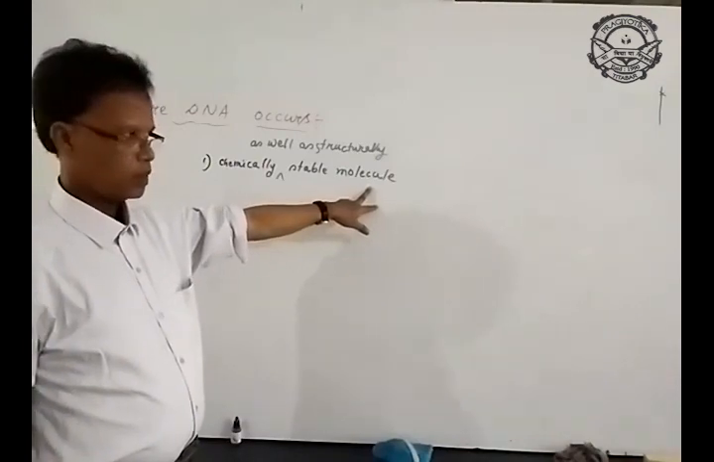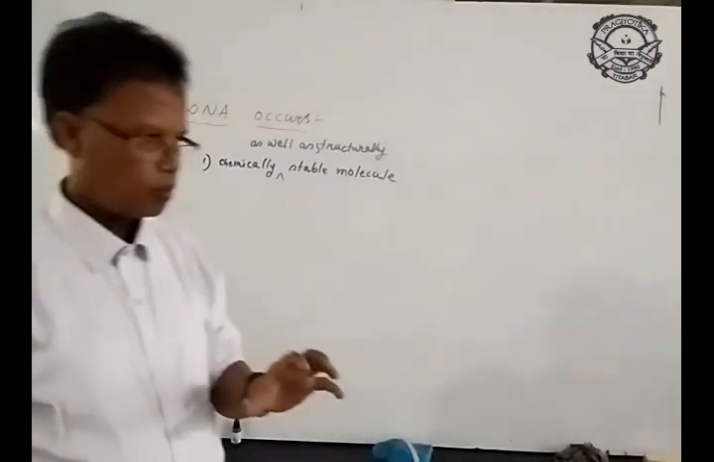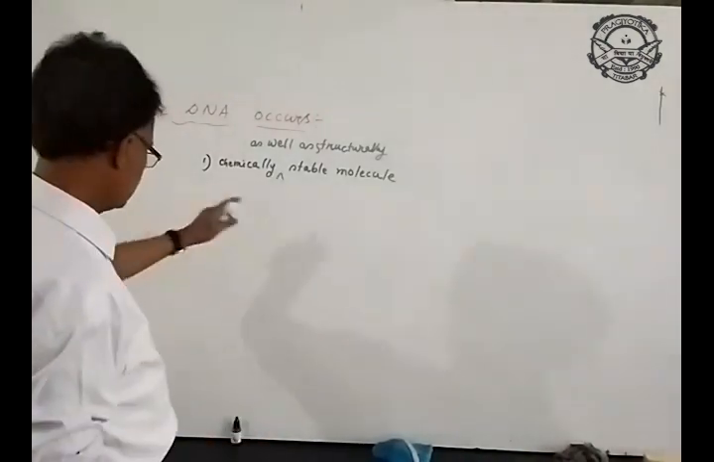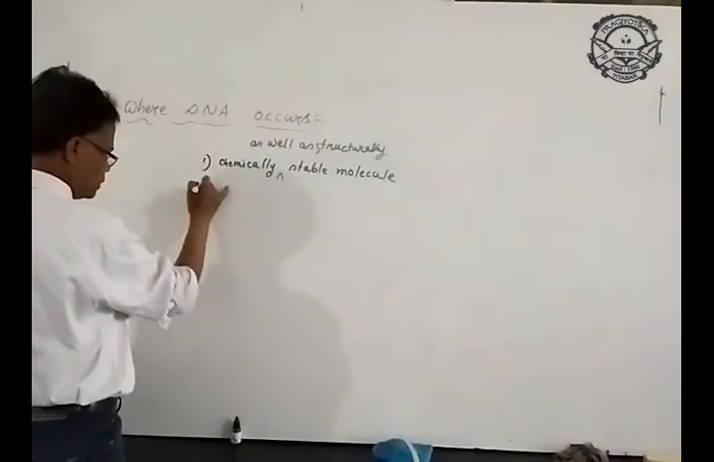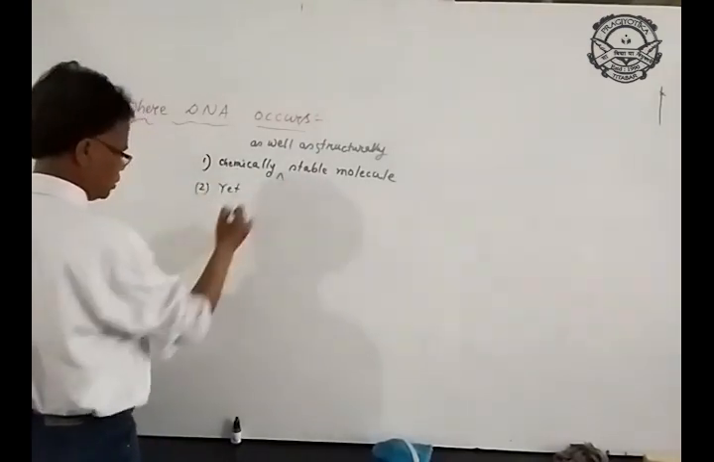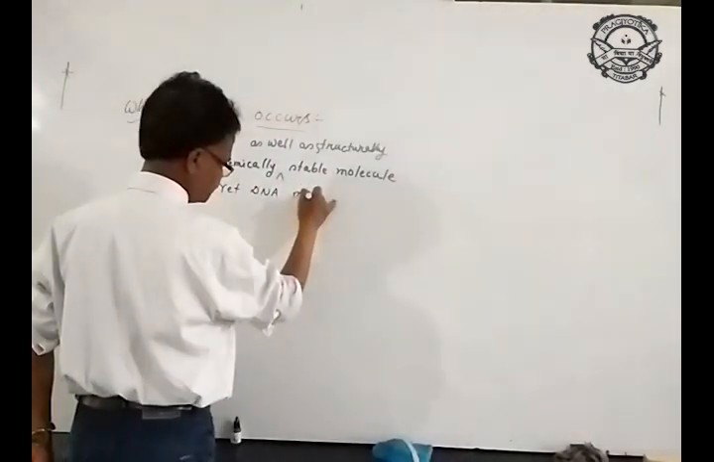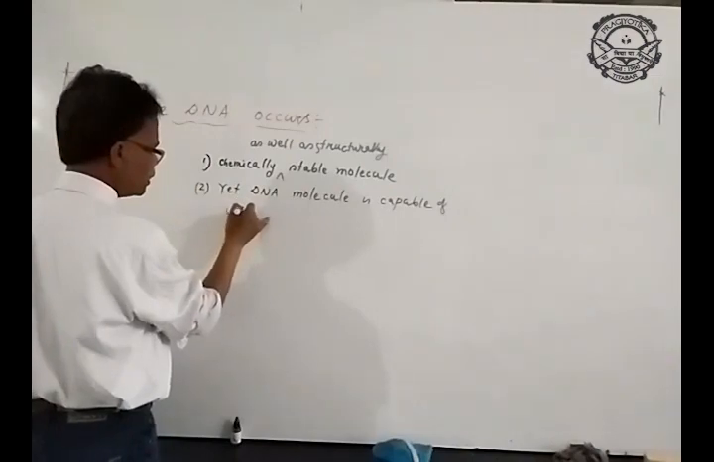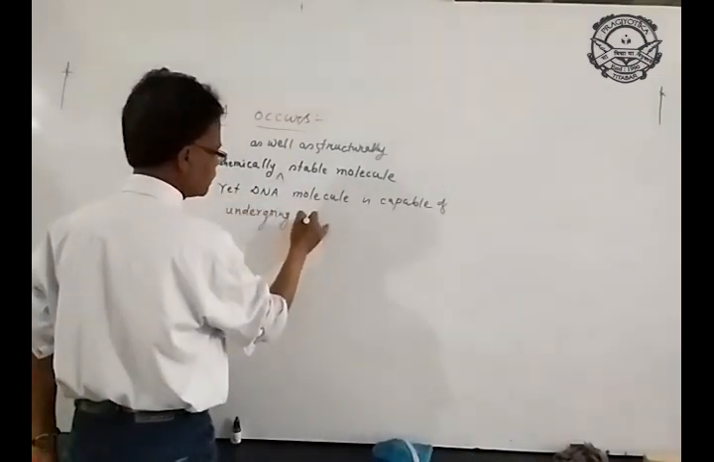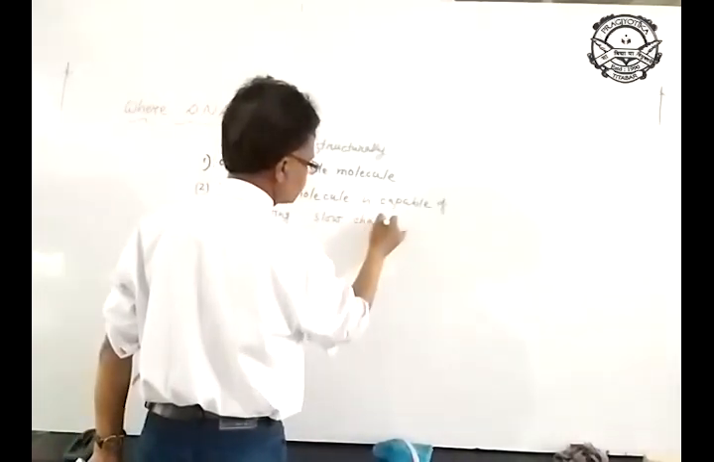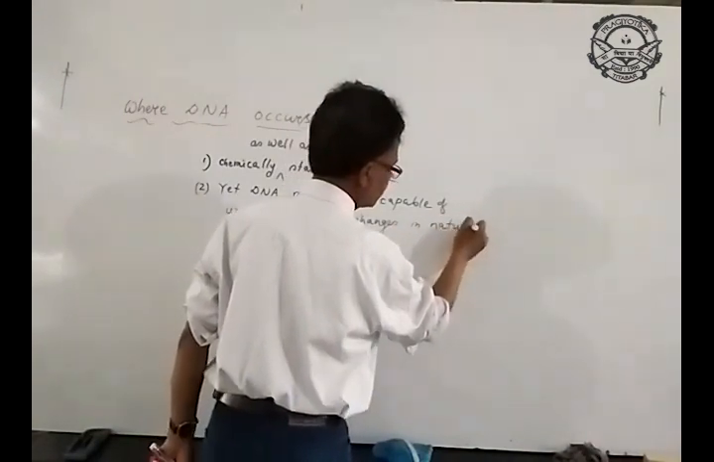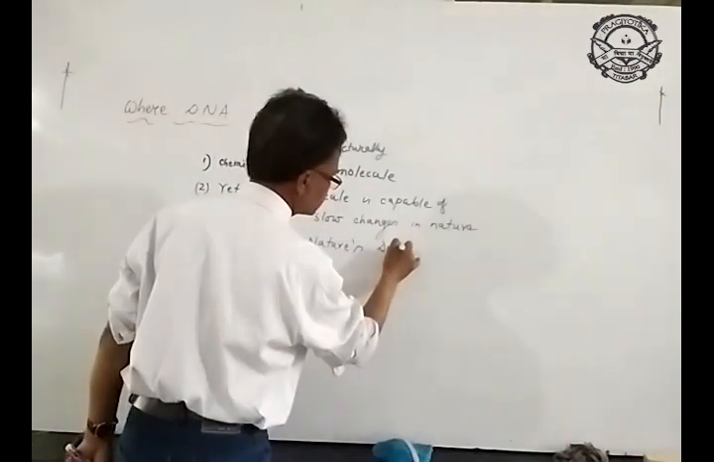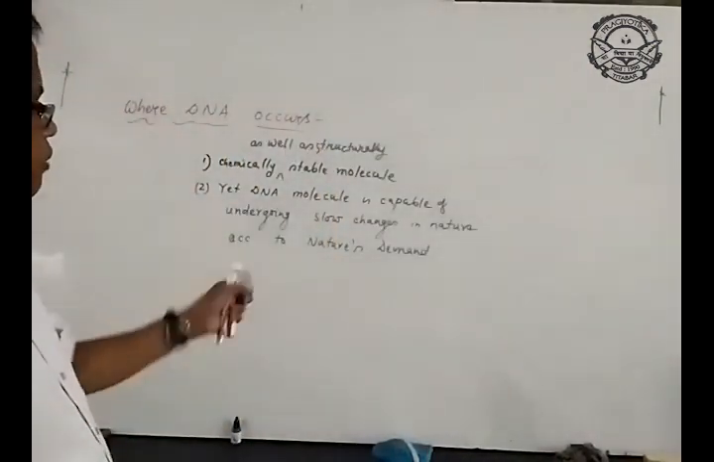DNA is a chemically as well as structurally stable molecule. But it is not so stable; DNA can provide means of transformation so that it can induce variation according to the demand of nature. Although it is chemically and structurally stable, yet the DNA molecule is capable of undergoing slow changes in nature according to nature's demand. This is also a property of the DNA molecule, but absent in RNA.